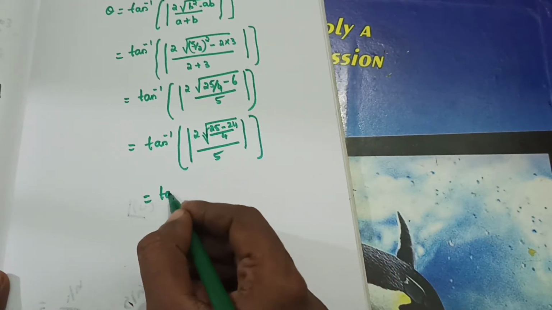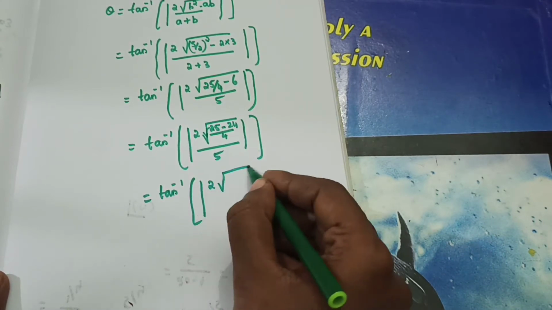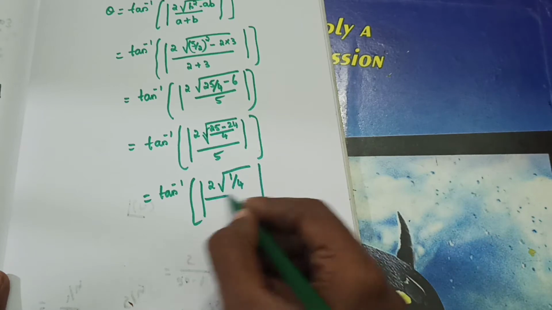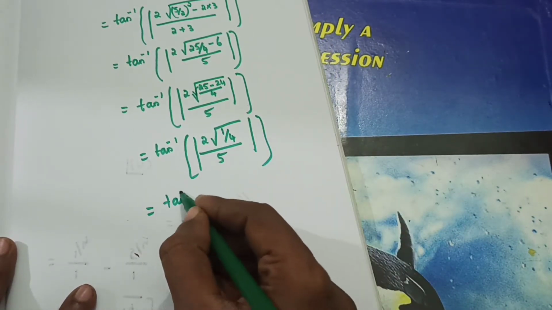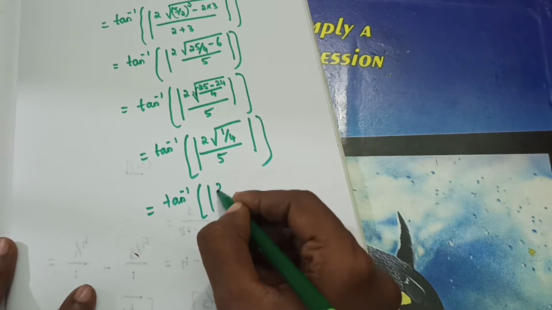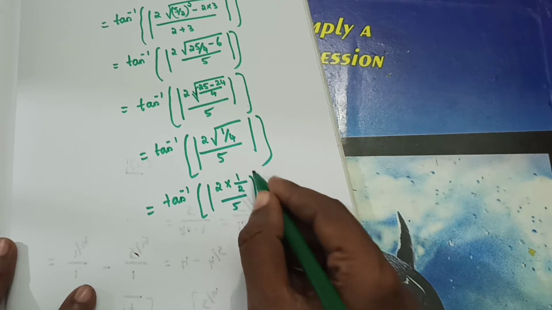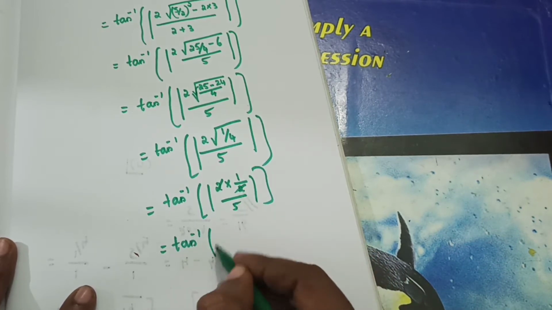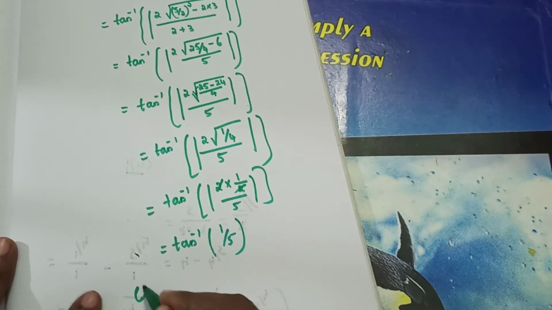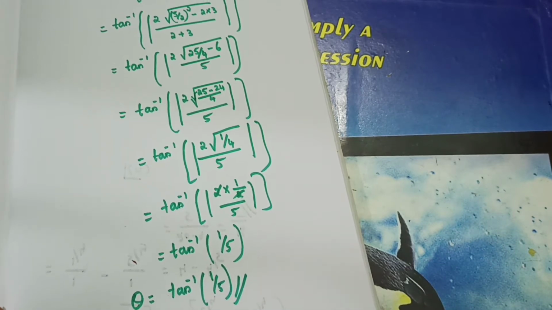That's equal to tan inverse of modulus of 2 into square root of 1 by 4 divided by 5. That's equal to tan inverse of modulus 2. 1 by 4 can be written as outside 1 by 2 divided by 5. So 2 get cancelled. So what's the answer? Tan inverse of 1 by 5. You need to find the theta value. Theta equal to tan inverse of 1 by 5. This is the answer. Understand, students?